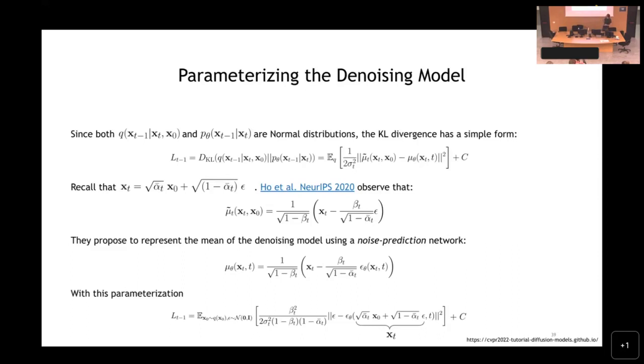If you plug that into this equation here, then it simplifies. And now what we have is the norm of the original noise minus its prediction.